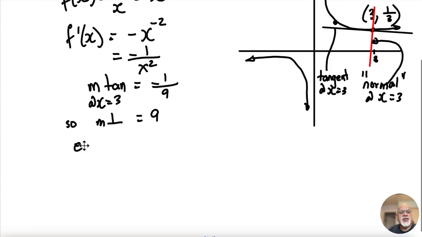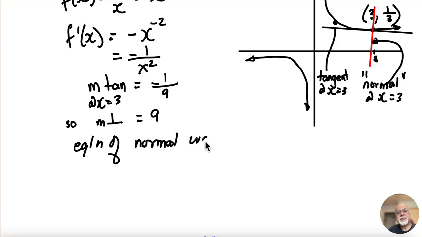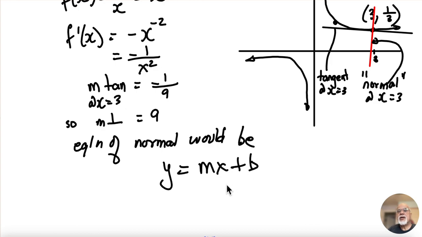And so the equation of the normal then would be, we start off with y equals mx plus b, and we're going to sub in the slope of the normal into here, and sub in our point, which was 3, 1/3.